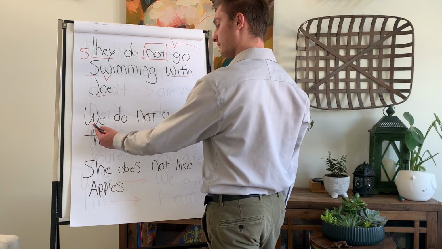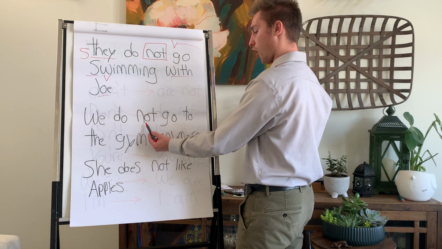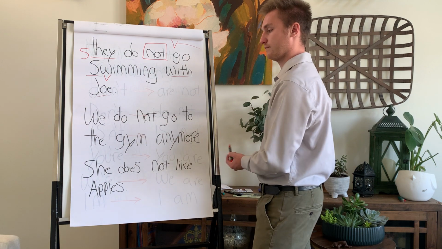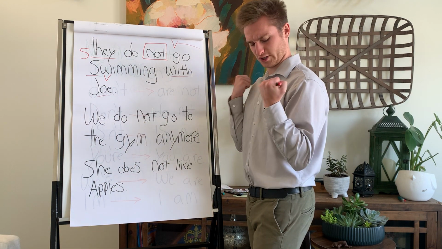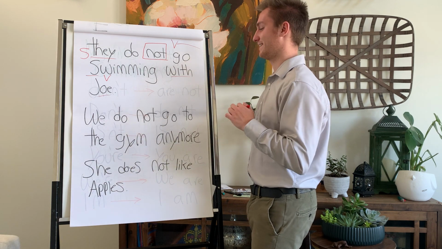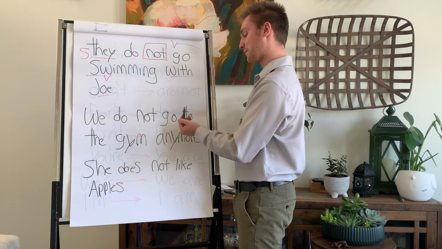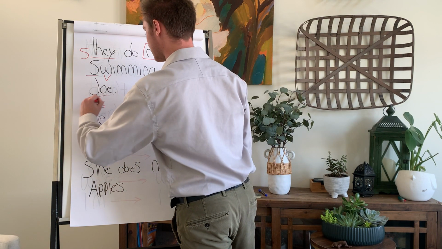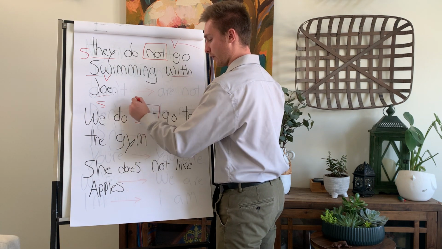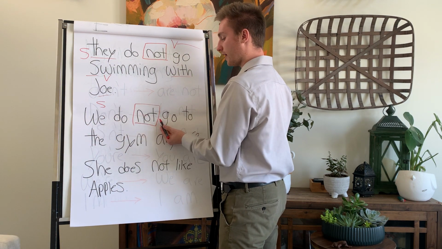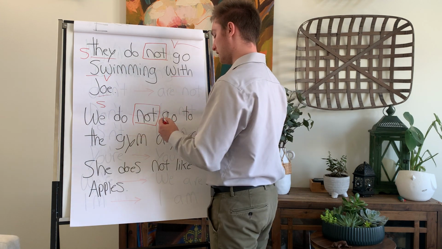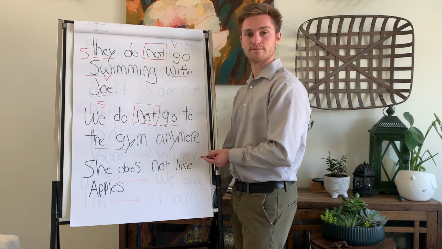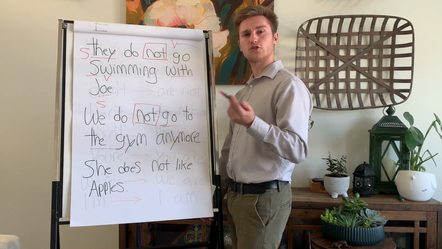Here we have it again. We do not go to the gym anymore. We do not go to the gym. We do not go to the gym anymore. So we is our subject. Not, of course, we have to have. We do not. Now our verb will be going to the gym, and anymore. Okay? Can you try to say it?